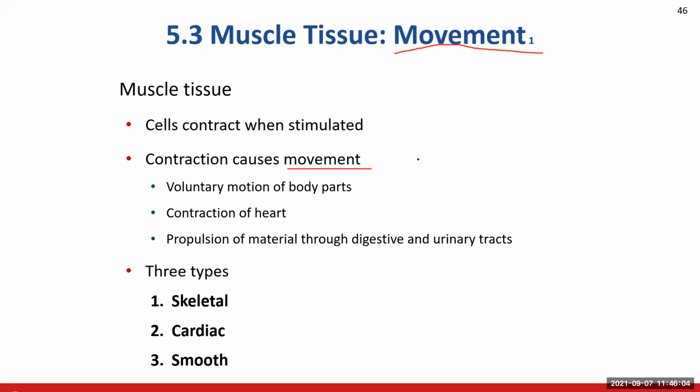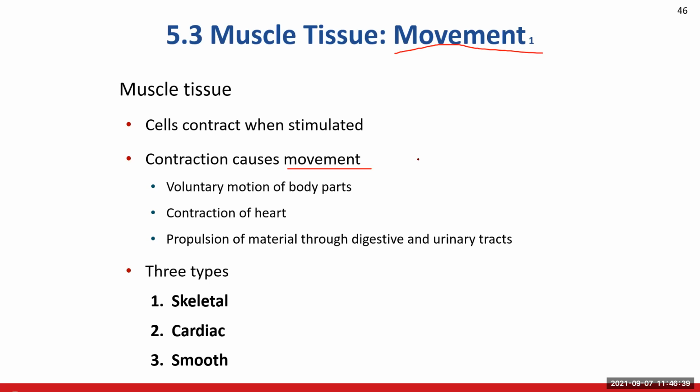Okay. It also is helpful when that contraction causes movement, especially when we're talking about our heart, because our heart is a pump and it's going to move blood throughout your body. And then finally, we need to move things through some of our other systems, the digestive system, the cardiovascular system, the urinary tract system. All right. Well, muscle tissue helps with that. And there's three types: skeletal muscle, cardiac muscle, and smooth muscle.